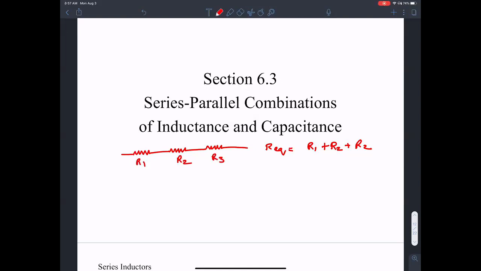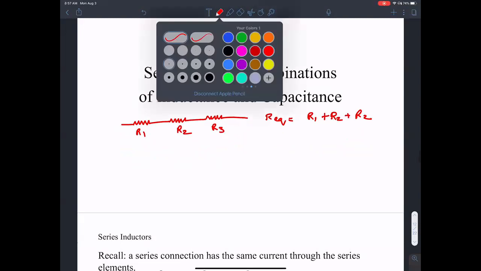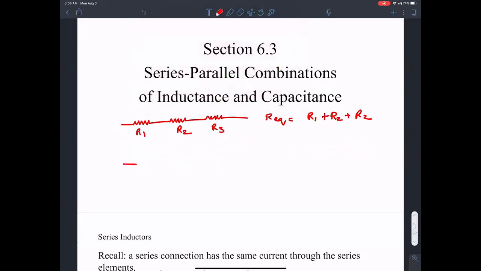We know this very well. That's exactly the case with inductances in series. Inductances, when they're connected in series, their equivalent inductance adds. So L1, L2, L3. So the overall inductance L equivalent is the sum of individual inductances. Simple idea.